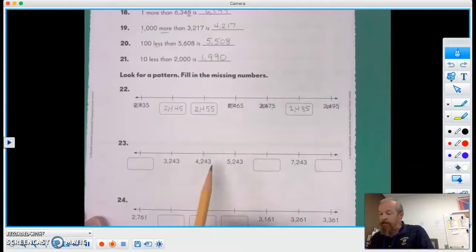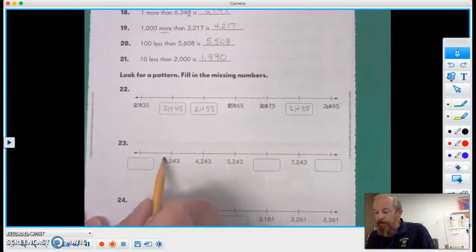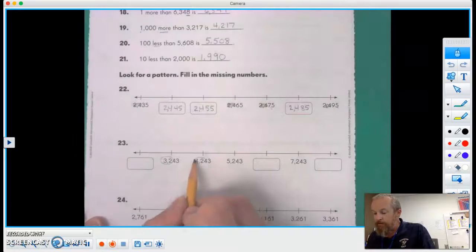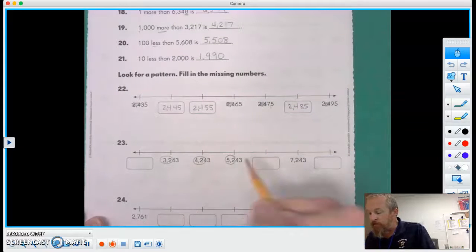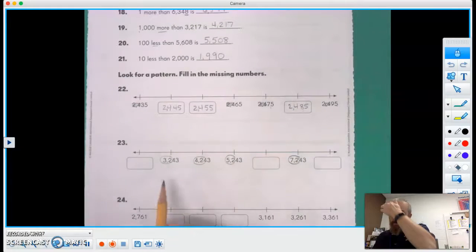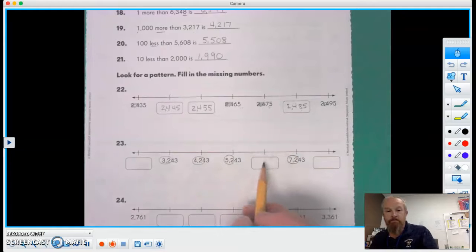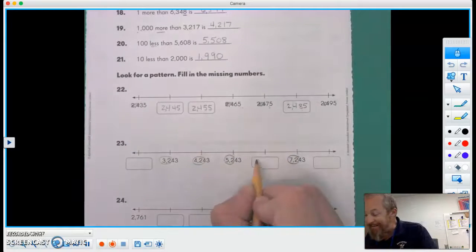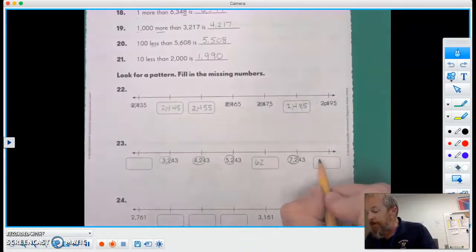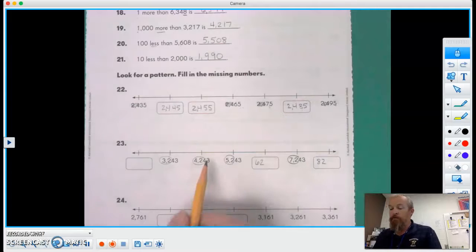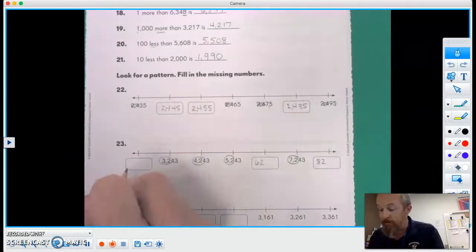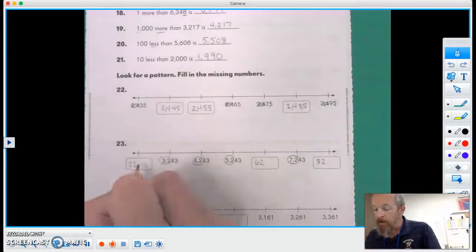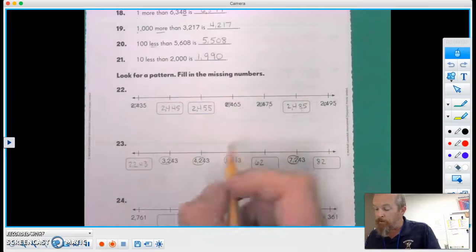All right? Okay, let's see here. Look, what's the same? All right? I see that this is the part that's changing here. So I see 32, 42, 52, 62, 72, 82, 52, 42, 32, 22. Very good. And they all end with 43.